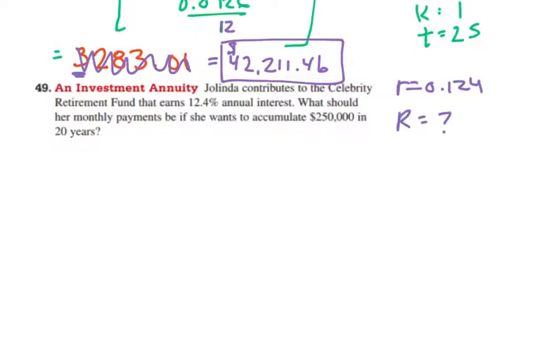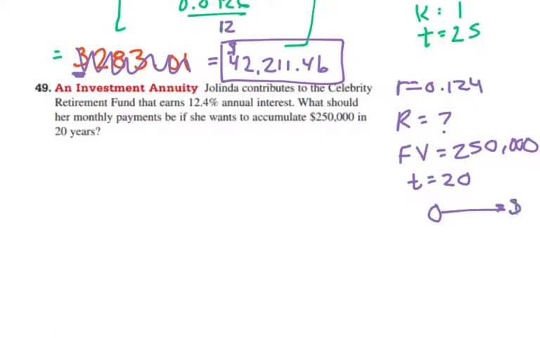If she wants to accumulate a future value of 250,000 in a time frame of 20 years. So again, she has not much now, and she wants money in the future, and so that's going to be your future value equation. It does say that she is doing monthly payments, and so we are going to have a K of 12, and so we'll plug that into our equation.